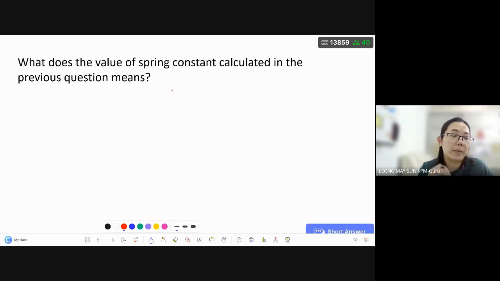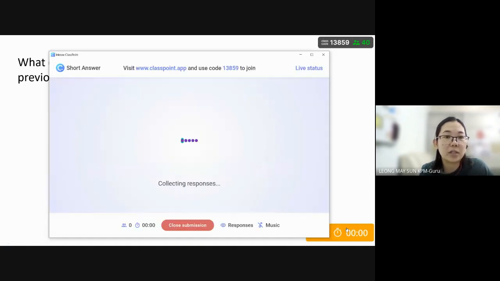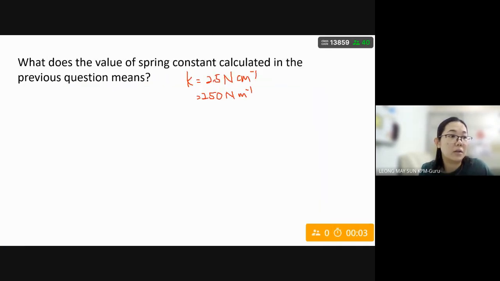Now, we found that the spring constant K answer is actually 2.5 Newton centimeter negative 1. Or some of you converted to meter, that would be 250 Newton per meter. My question is, what does the value of the spring constant mean? So can you please write your answer? What do you think that value means? What does the value of the spring constant calculated in the previous question mean?